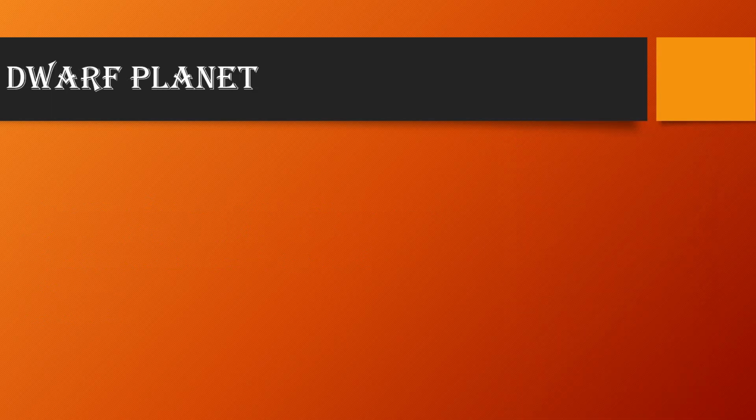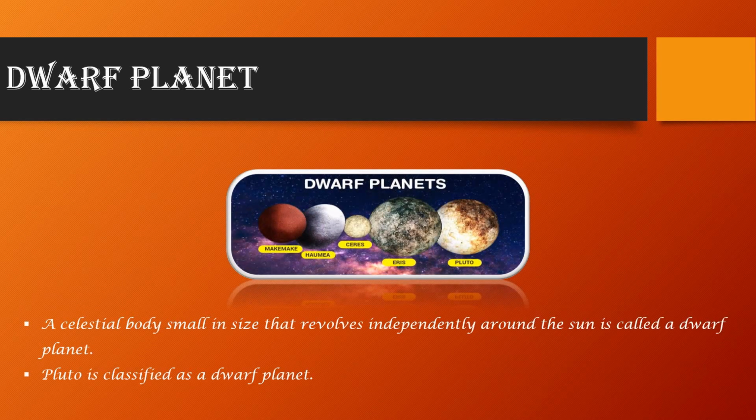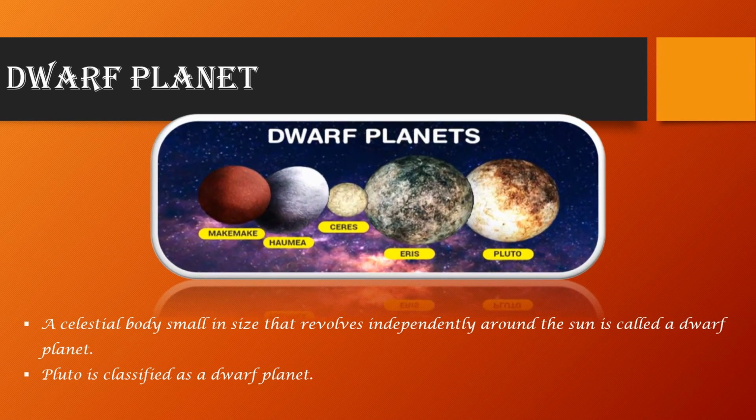Now, what are dwarf planets? A celestial body small in size that revolves independently around the sun is called a dwarf planet. A celestial body like Pluto can be classified as a dwarf planet. Pluto takes around 248 years to complete its revolution around the Sun, whereas it takes around 6.38 days for one rotation. And students, there are many more dwarf planets in our solar system.